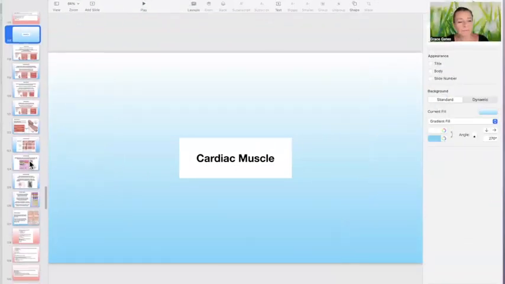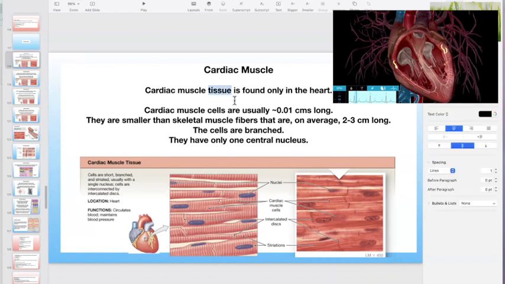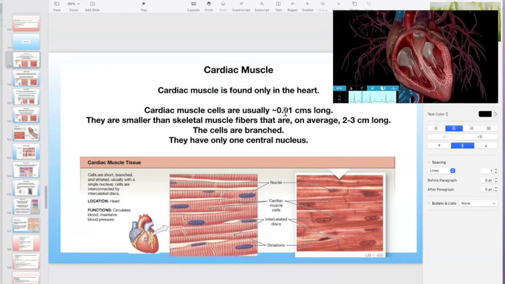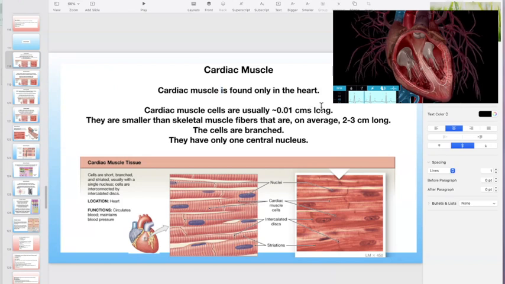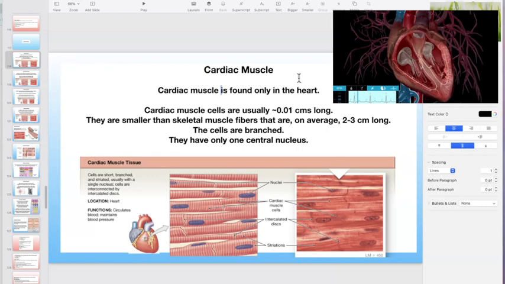All right, cardiac muscle. Cardiac muscle tissue is found only in the heart. Cardiac muscle cells are usually small, about 0.01 centimeters long. They're smaller than skeletal muscle fibers that, remember, on average are 2 to 3 centimeters long. The cells are branched and they only have one central nucleus.